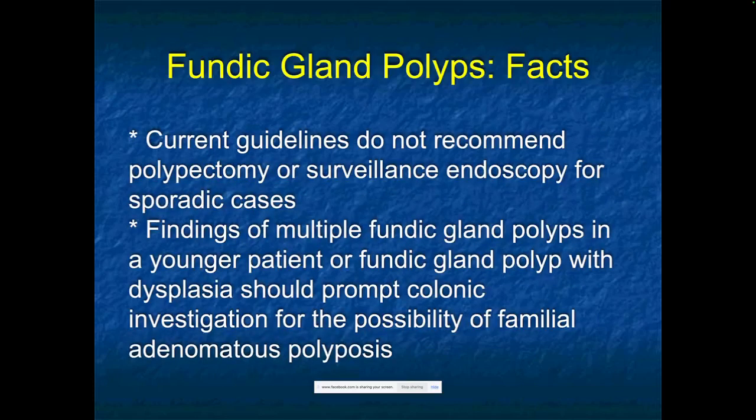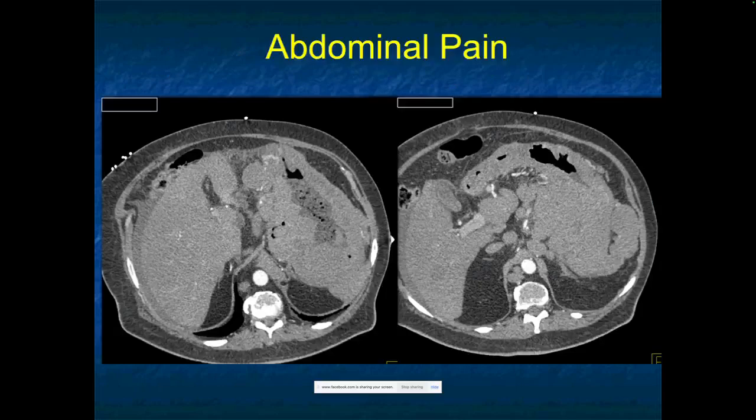So a really nice, interesting case. When I read about this, current guidelines do not recommend polypectomy or surveillance endoscopy for sporadic cases. Findings of multiple fundic gland polyps in a younger patient or fundic gland polyp with dysplasia should prompt colonic investigation for the possibility of familial polyposis. So again, with polyposis, these familial syndromes, you worry about malignancy. If it's just routine fundic gland polyps, don't worry about it.